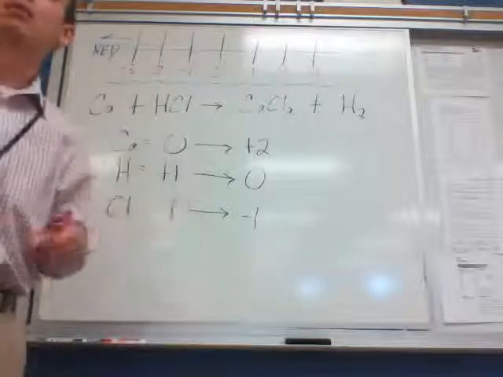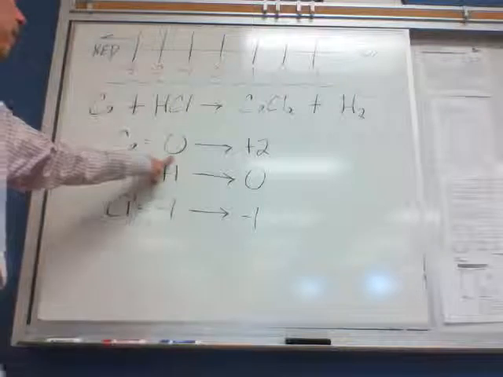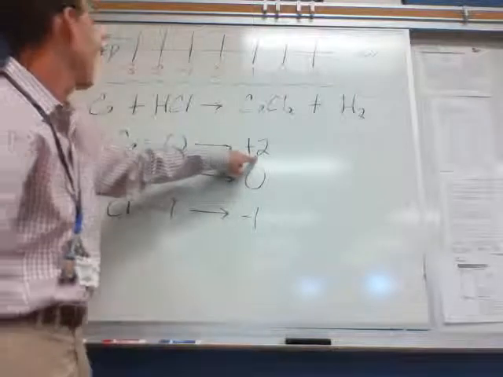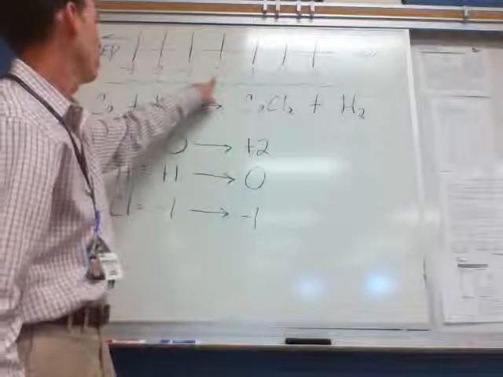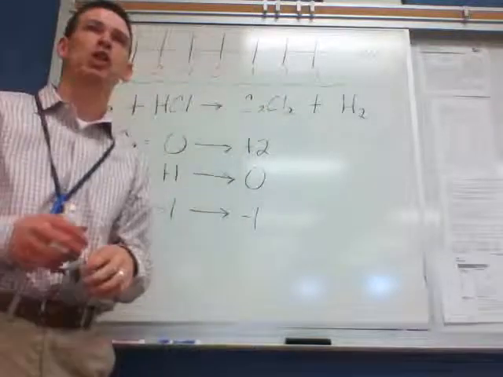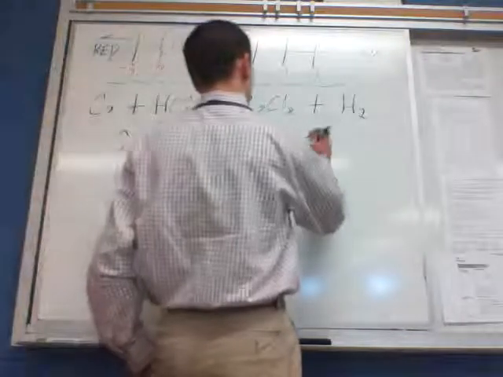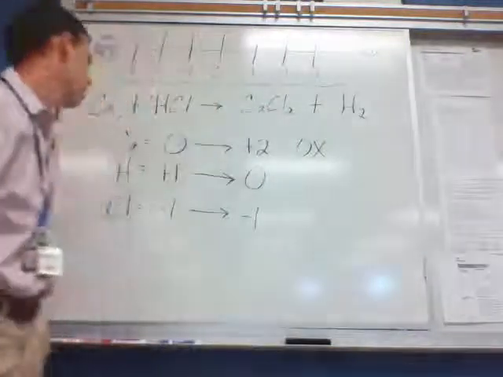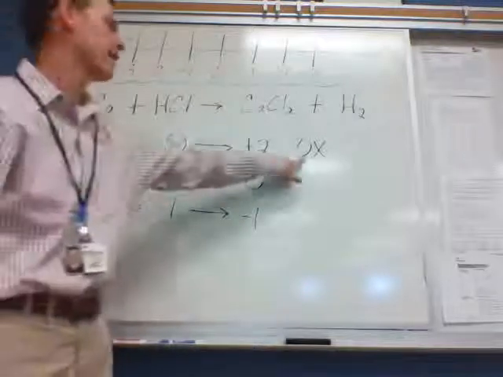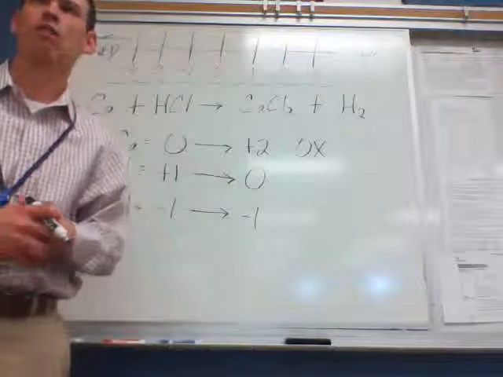Let's take a look at what these numbers did. Calcium went from 0 to +2. Look at my number line. Calcium went from 0 to +2. What direction did he go? The reduction direction or the oxidation direction? He was oxidized. Calcium was oxidized because he became more positive. He lost electrons.